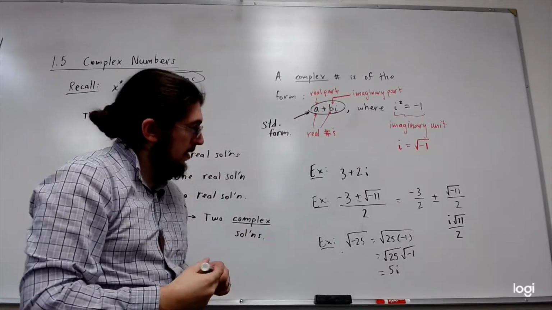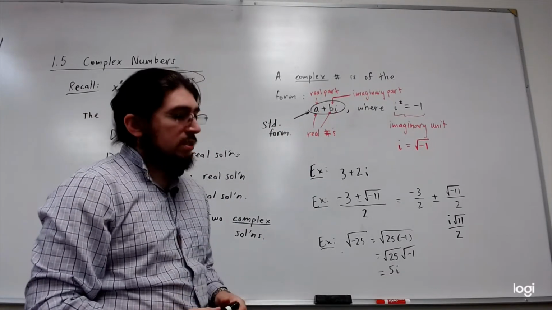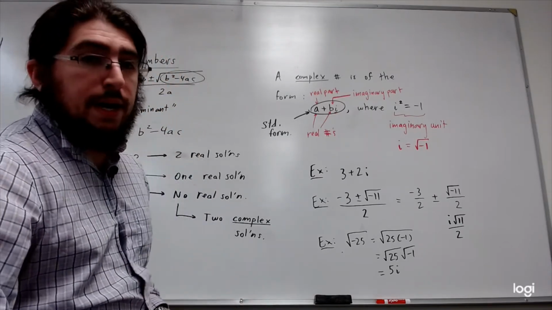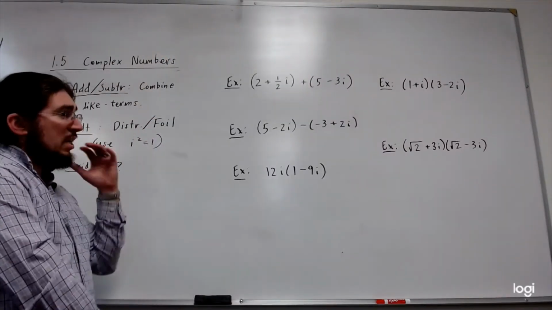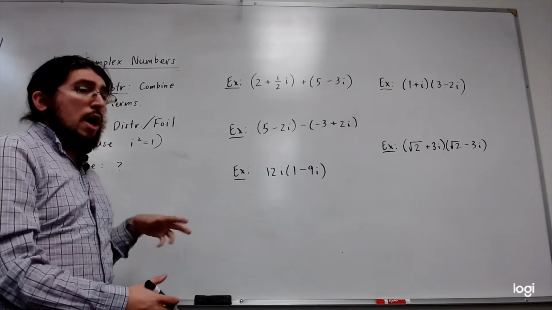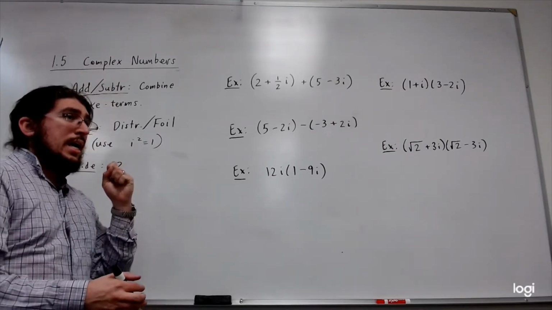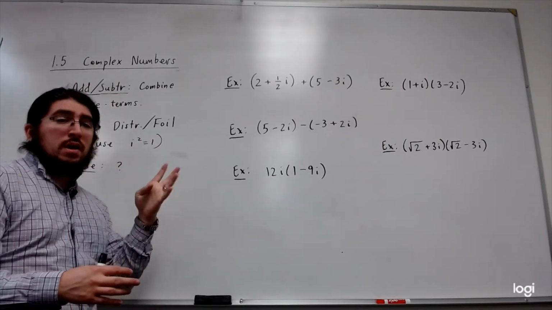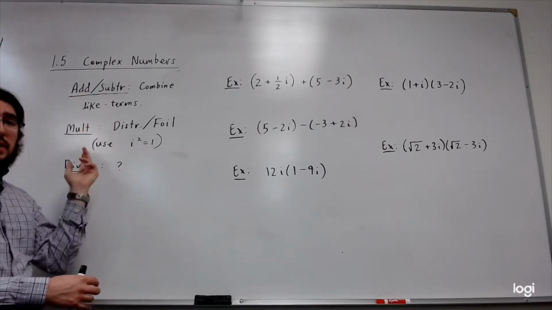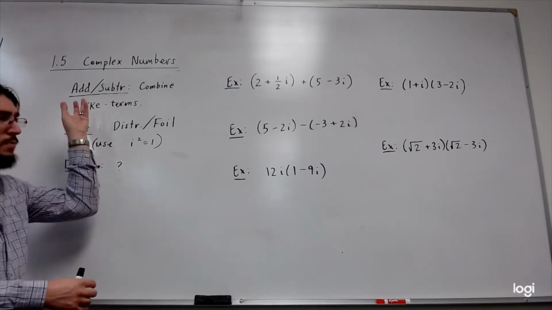Okay? And we'll see some more examples right now. All right, so for the next thing I want to talk about when it comes to complex numbers are operations involving complex numbers. And when I say operations, I mean the four we know and love: addition, subtraction, multiplication, and division. Addition and subtraction are by far the easiest.